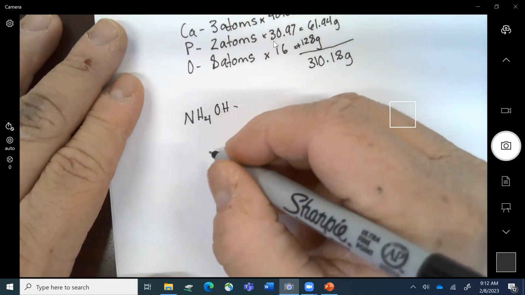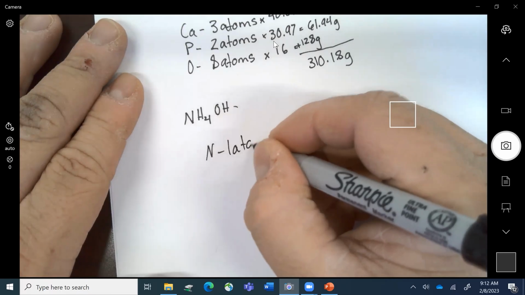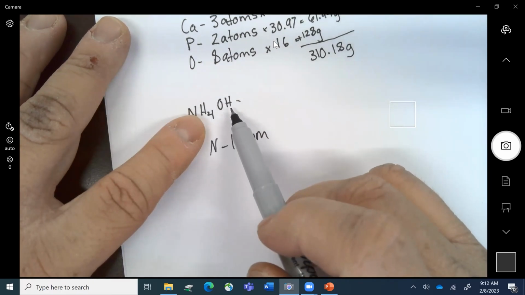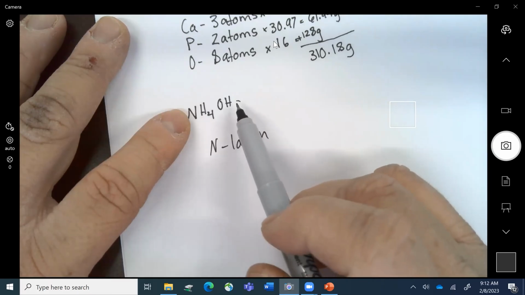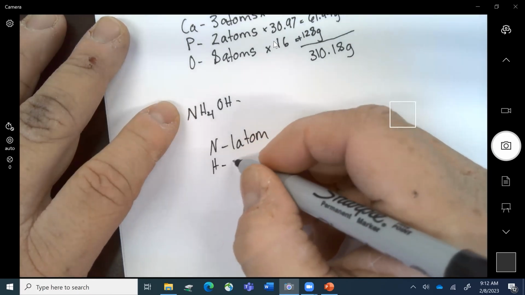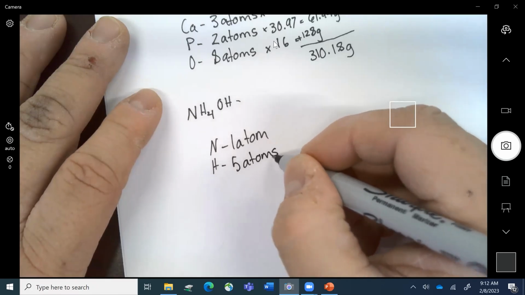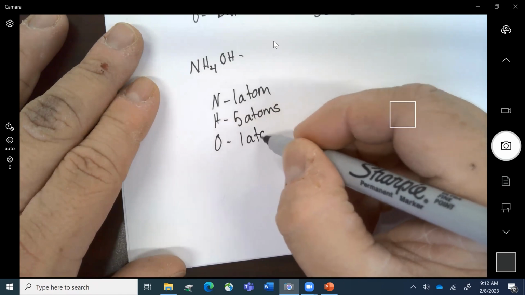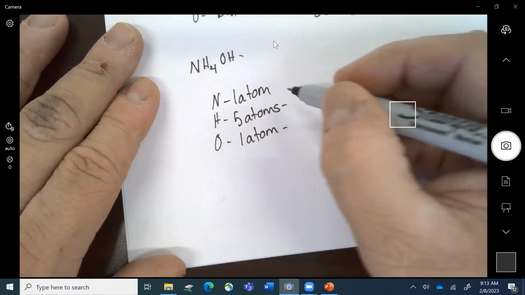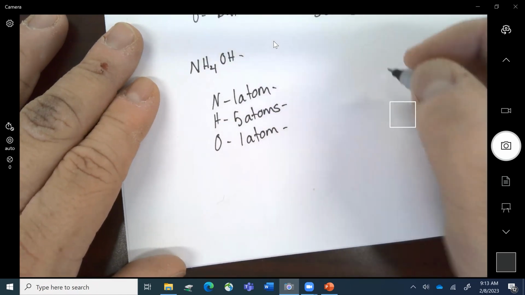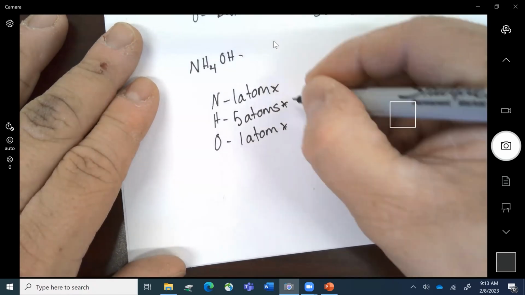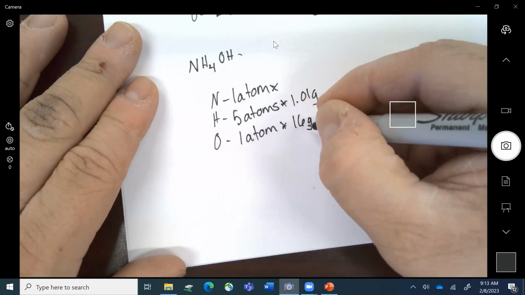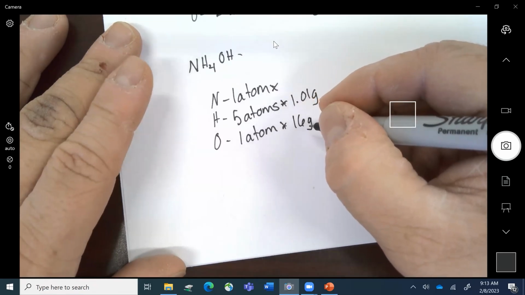So here I have N, of which I have one atom. Hydrogen, you can combine them even though they're separated here: 4 plus 1 is 5, so this is hydrogen, 5 atoms. And oxygen, we have 1 atom. So times 14.01 grams, 1.01 grams, and 16 grams. Now I look to check.